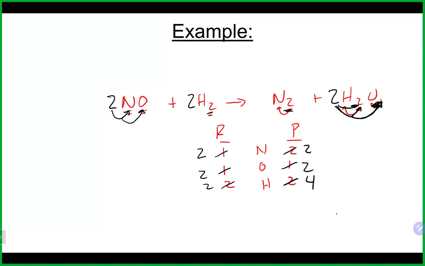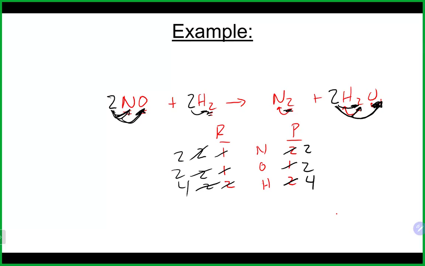That again is going to give me 2 times 1 here for my nitrogen, 2 times 1 here for my oxygen, and 2 times 2 here, which is 4 for my hydrogen. I now have a balanced equation. Any questions on that there?